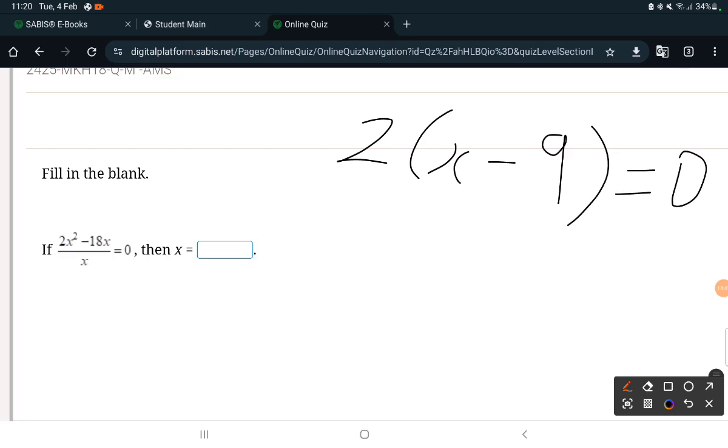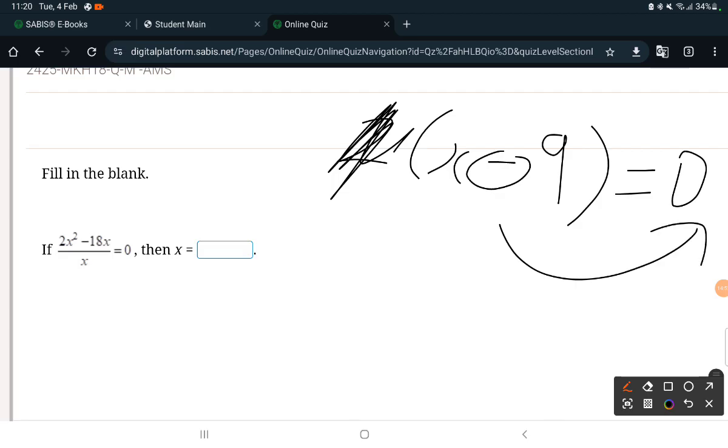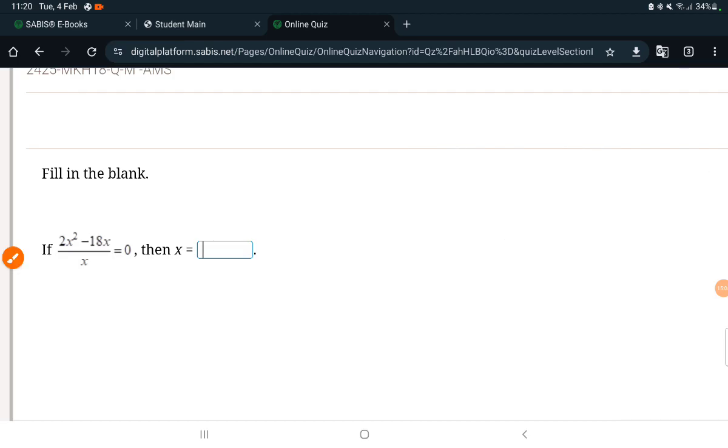Okay, we could forget about the 2 because it's not going to help us. So just look inside the bracket. We have x minus 9. Take negative 9 to the other side. That changes into positive 9. So x is equal to positive 9, or x is just equal to 9. So yeah, x is equal to 9.